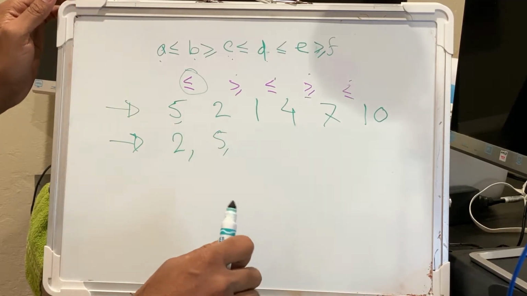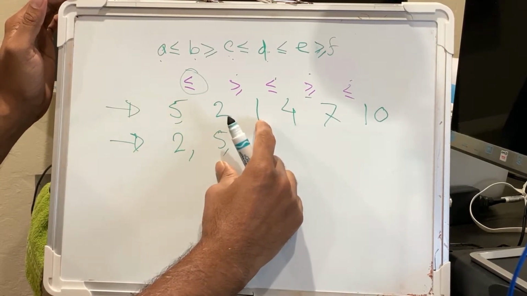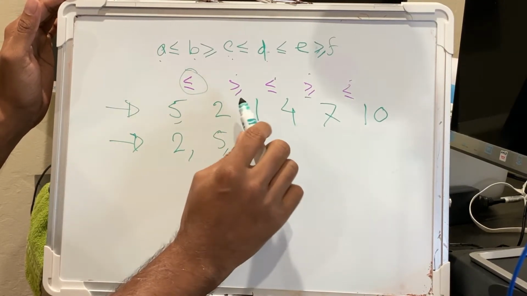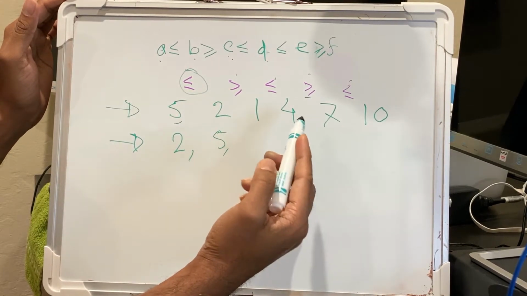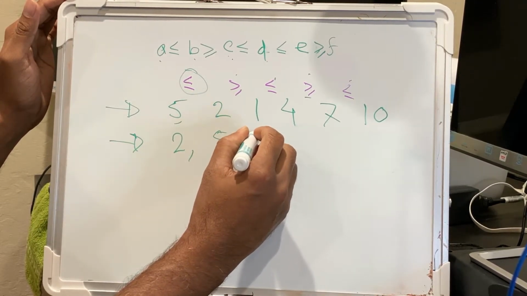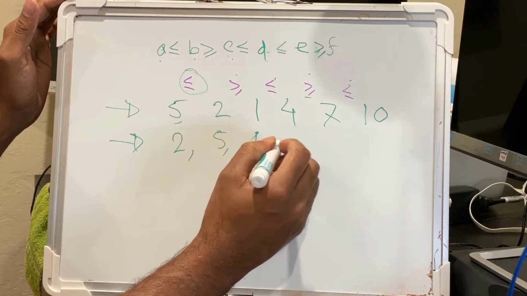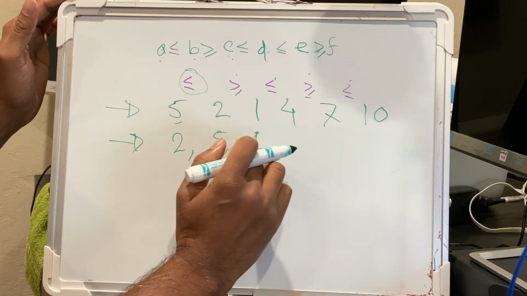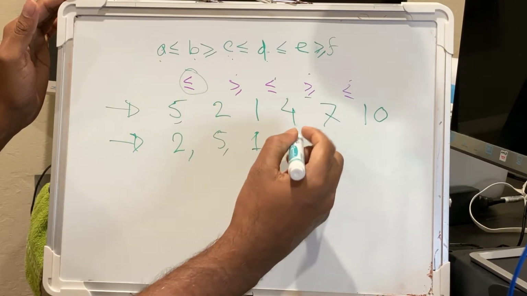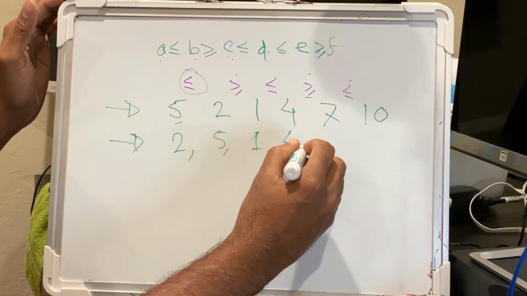And the next thing is we need to compare 5 and 1. And the condition is 5 has to be greater than or equal to 1, which is true. So we don't have to swap anything. We can just get 1 here. And then we have 1 and 4. We need to compare if 1 is less than or equal to 4, which is true. So we'll just take 4.